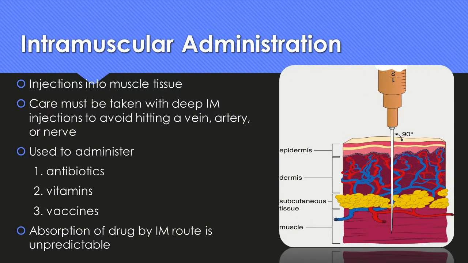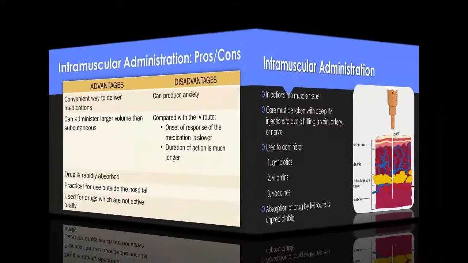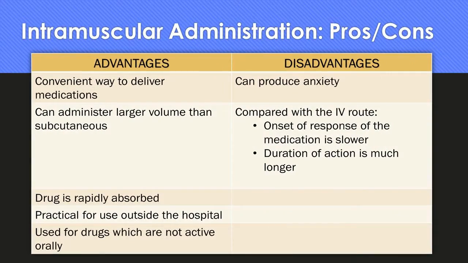The second type is intramuscular administration. Drugs that are administered this way are injected into muscle tissue. Care must be taken to avoid hitting a vein, artery, or nerve while injecting. The advantages are that it is more convenient and can be administered in larger volumes than subcutaneous injection. The disadvantages are its onset of medication is relatively slower and the duration is much longer.